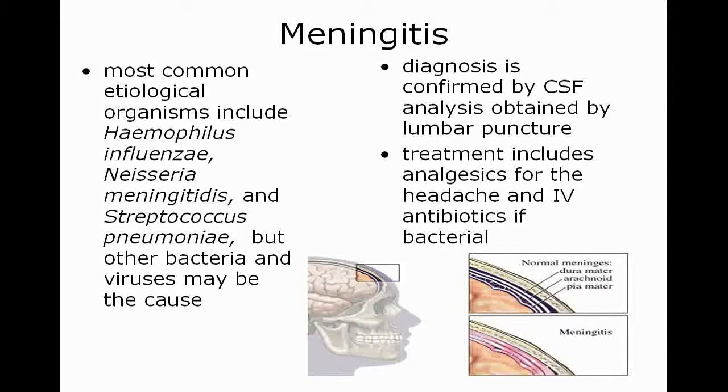But meningitis can be either bacterial or viral. The bacterial at least can be treated with antibiotics. The viral is more just a supportive treatment. Either one is bad. We're talking about inflammation of the membrane surrounding the brain and spinal cord.